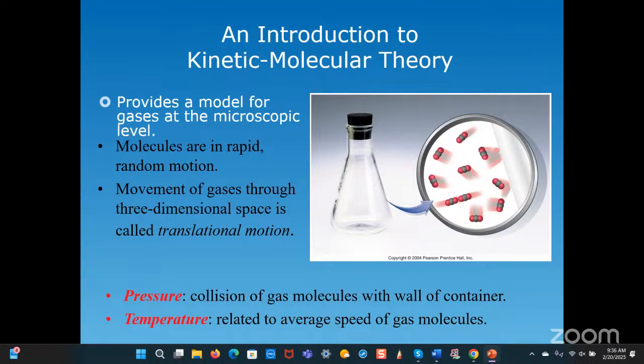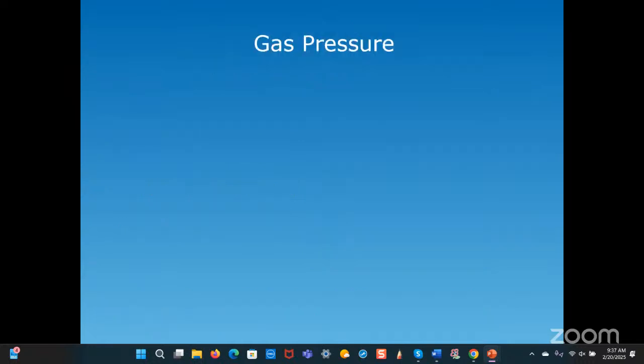The gas particles will move around faster. They will hit the inner walls of the container with more energy and more frequently, and that would result in an increase in pressure exerted by the gas on the walls of the container. So we're going to look into all of these in more detail later on in this chapter, all right?